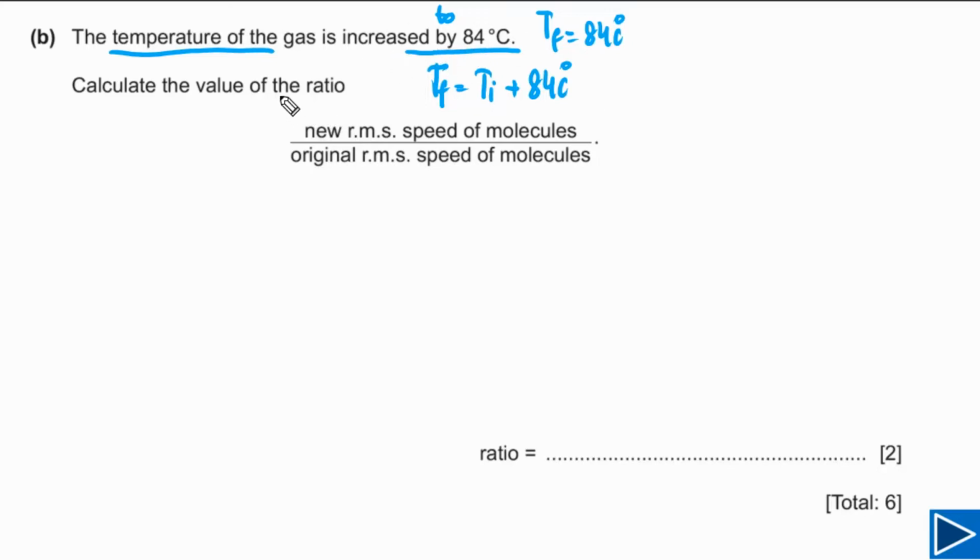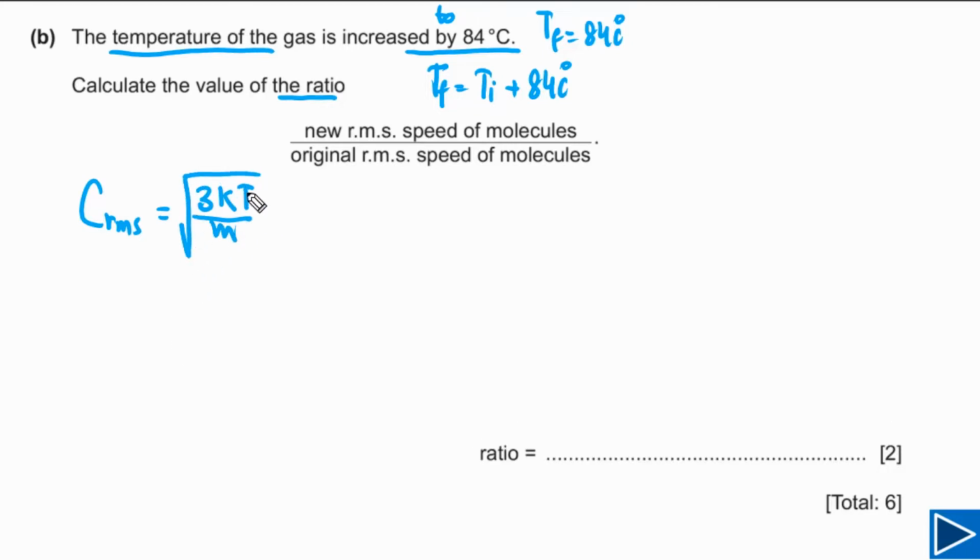Now the question is asking us to calculate the ratio between the new RMS speed of molecules to the original RMS speed of molecules. It means you have to divide the new RMS speed by the original RMS speed of molecules. Now the temperature is higher. So for this purpose, simply start from here. So c_rms, we have already derived this formula. This is equal to the root of 3kT divided by m.